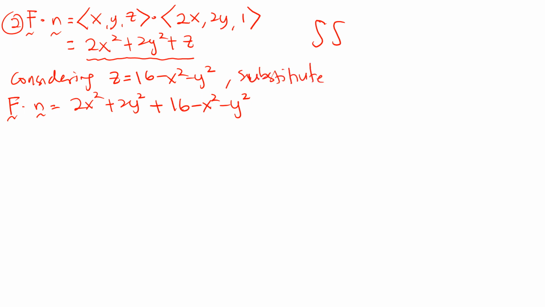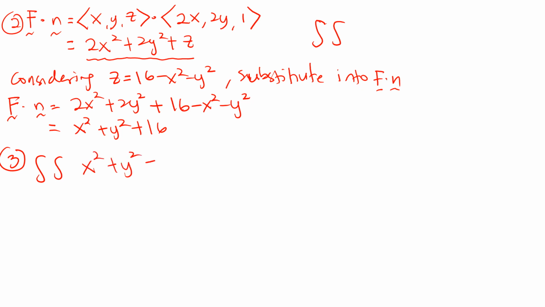You substitute z into F dot n. So what we have is x squared plus y squared plus 16. This is the simplest F dot n. You have two variables only, x and y, so you can integrate it using the surface integral. Now, you are going to integrate x squared plus y squared plus 16 dS. So what is the dS now?